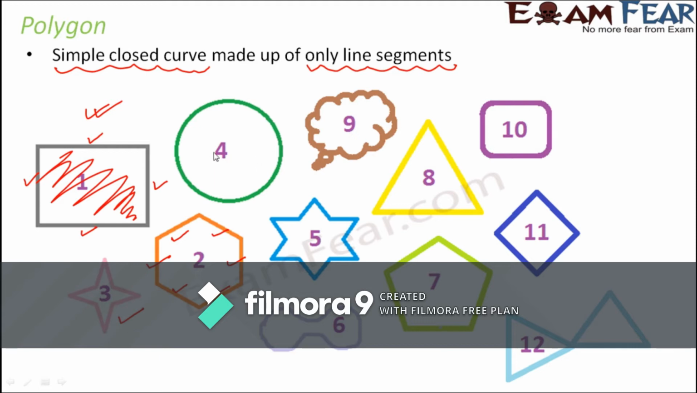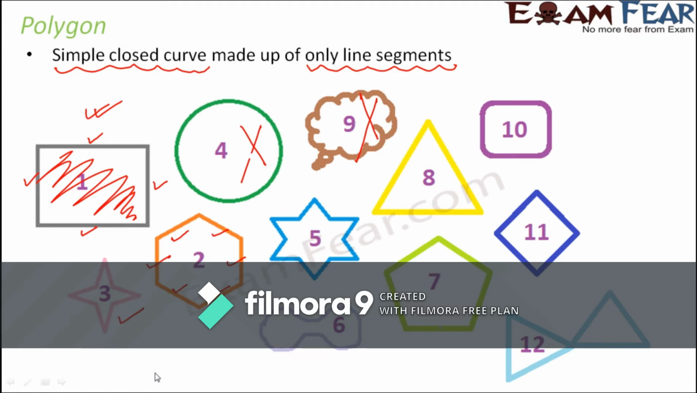Number 4. Here again, this is a simple curve. This is a closed curve. But is it made up of line segments? No. So that means that is not a polygon. When you look at number 9, here also you see that it is a closed curve, but it is not a polygon because it is not made up of line segments. So in this way you can decide which out of these 12 curves are polygons and which are not.